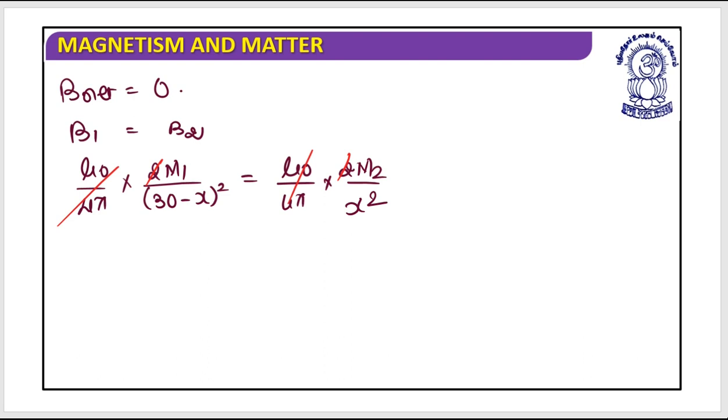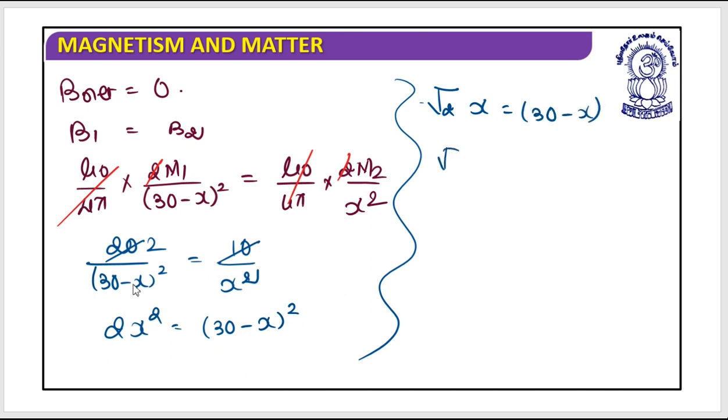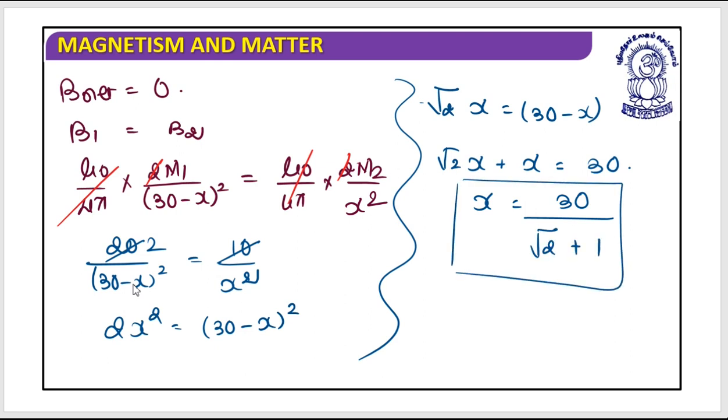Now my m1 was 20, divided by (30 minus x) whole square, equals m2, and m2 was 10, divided by x square. So 10 twos are 20, so 2x square equals (30 minus x) whole square. Let's take the square root on both sides: root 2 x equals 30 minus x. So root 2 x plus x equals 30, so x equals 30 by (root 2 plus 1). This would be the final answer.